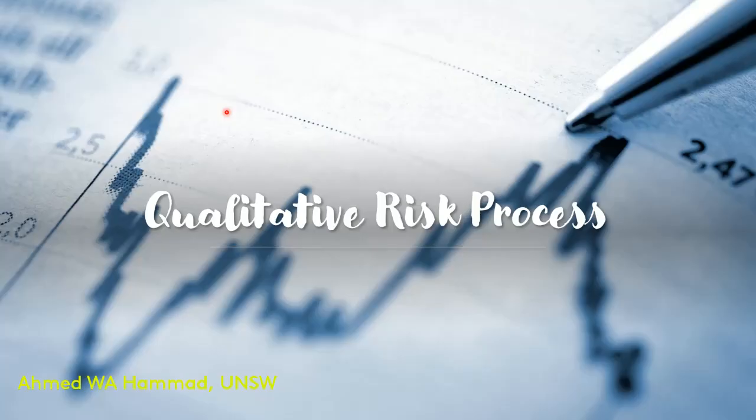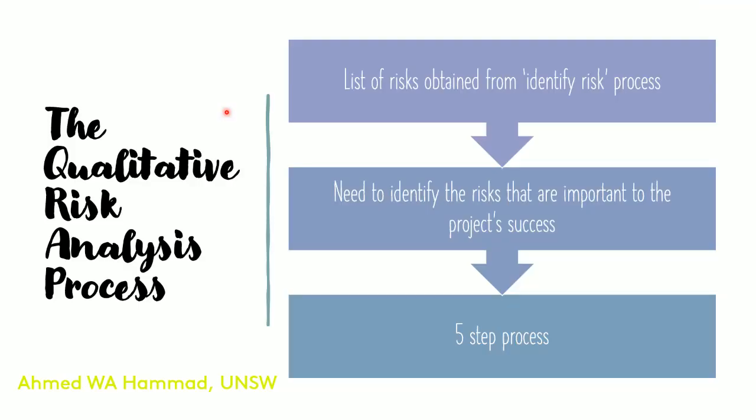Now, moving on to the process. So what's involved in a qualitative risk analysis? The process can be broken down into 5 main steps. You start off by looking at the list that you've obtained from your identify risk process. So you recall that in the identify risk process, the risk register would have a list of risks. From that, that's where the process starts. So the qualitative risk analysis approach starts from that list of risks.